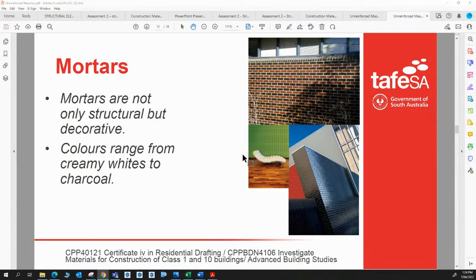And those mortars, just like your varying range of brick appearances, there are a range of mortars as well. However, you don't quite get the color variation and so on with your mortar as you do with your bricks. They're either going to be somewhere in that range of sort of creamy whites to dark charcoals. So that's pretty much the range of mortar colors. But it's a very important thing for designers to ensure that mortar color is going to work well with the intended brickwork as well.